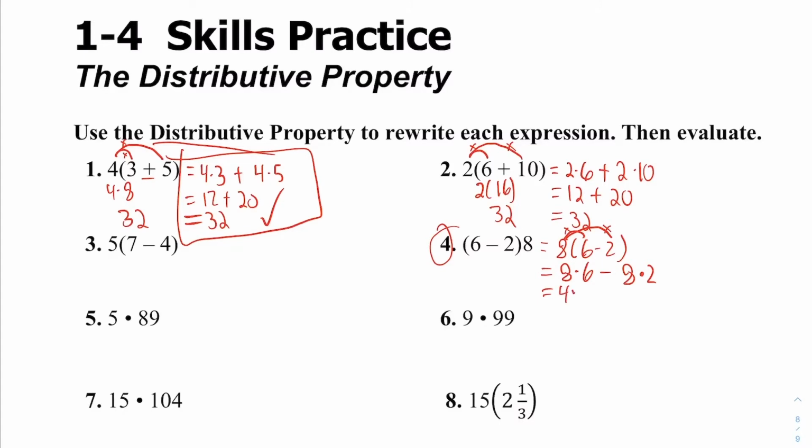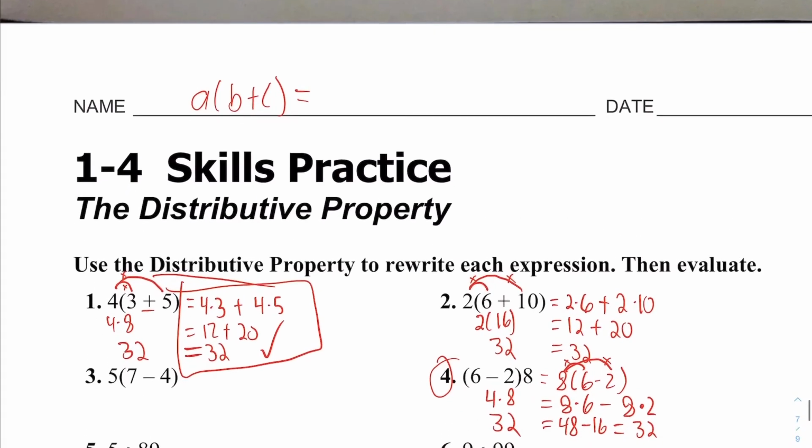8 times 6 is 48. 8 times 2 is 16. And we're going to subtract those two numbers to get 32. And then if I check it, I should get 4 times 8. 4 times 8 is 32. So we know we didn't make any mistakes.